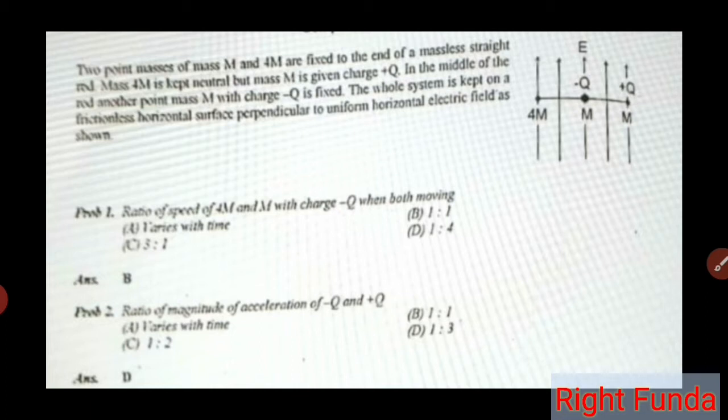The question is asking the ratio of the speed of 4m and m with charge minus q when both are moving, and the ratio of the magnitude of acceleration of minus q and plus q.